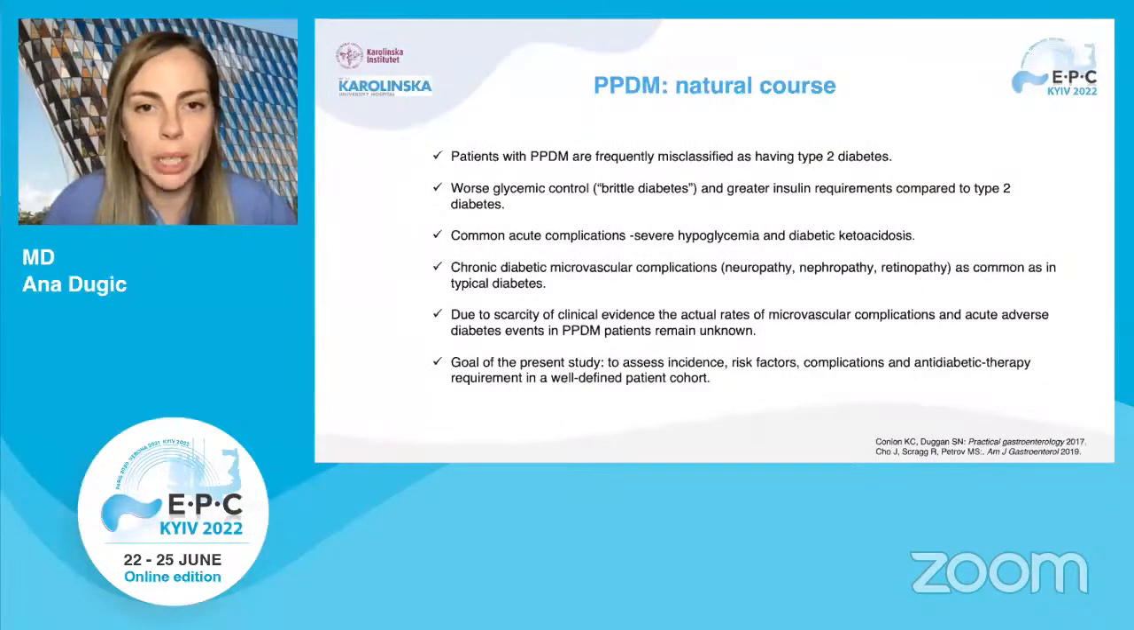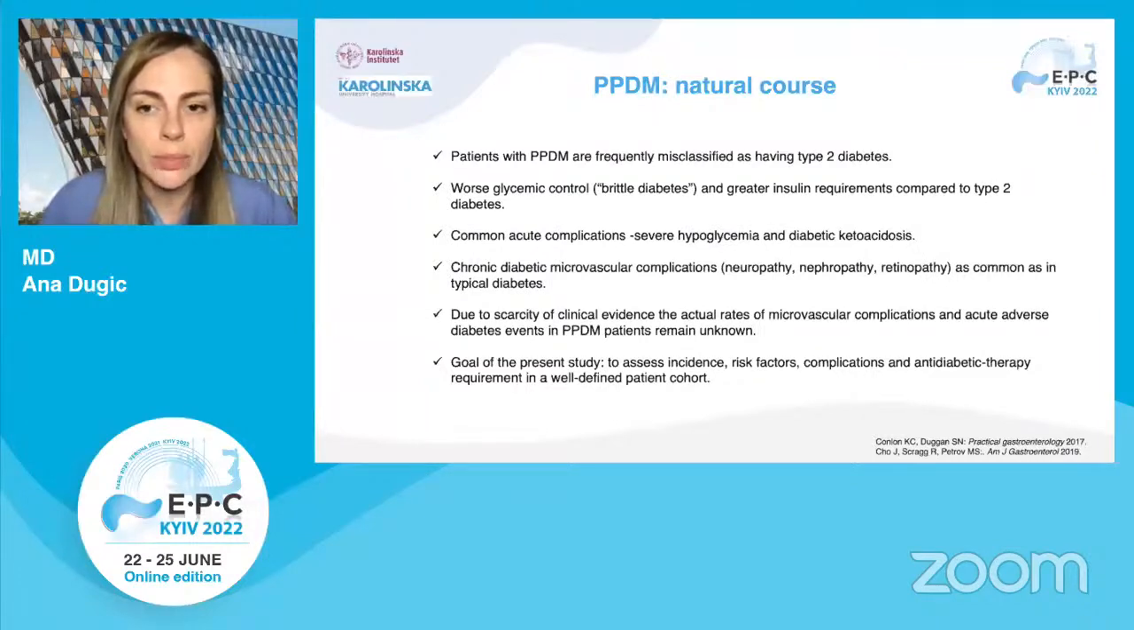Patients with PPDM are frequently misclassified as having type 2 diabetes. These patients have worse glycemic control, as PPDM is also commonly referred to as brittle diabetes, and they also have greater insulin requirements compared to patients with type 2 diabetes. Accordingly, acute complications are more commonly seen in these patients, and these are severe hypoglycemia and diabetic ketoacidosis.